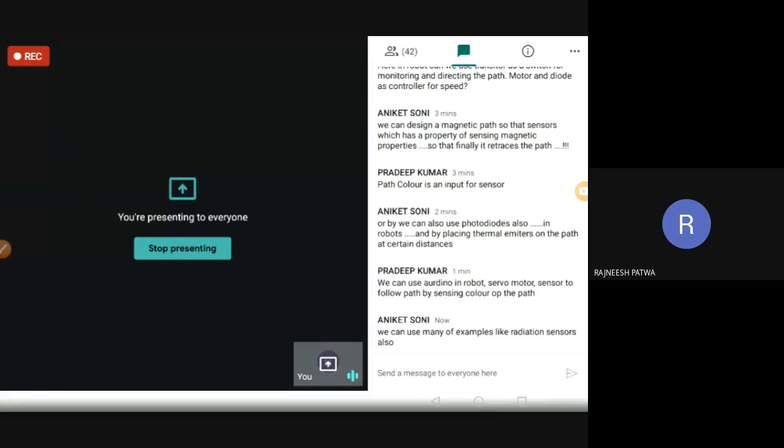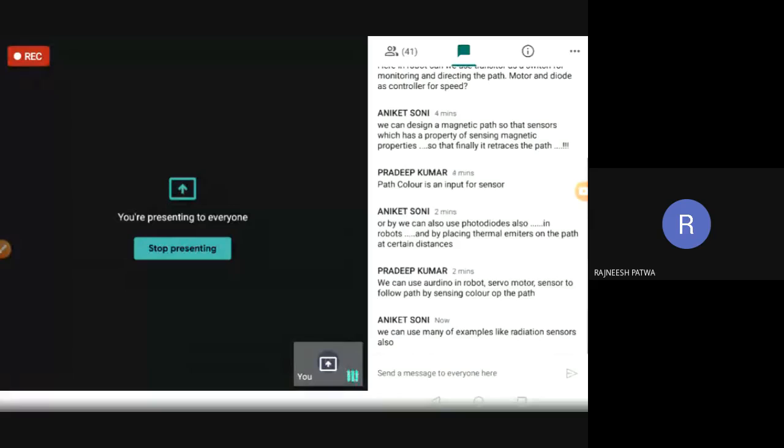Path color is an input to sense. Yes, there is another interesting idea from Pradeep More, we can sense the color. I told you it has to be a line follower. There's a line, and that line should be different from the surrounding environment. So line color is simple, very good. And Aniket is saying we can also use photodiodes, and place thermal emitters on the path at certain distances. These words are all good.